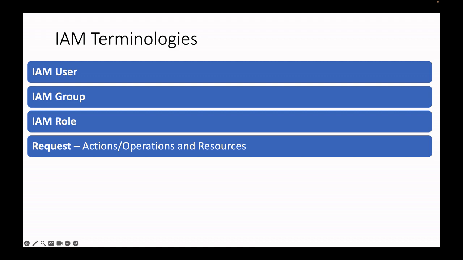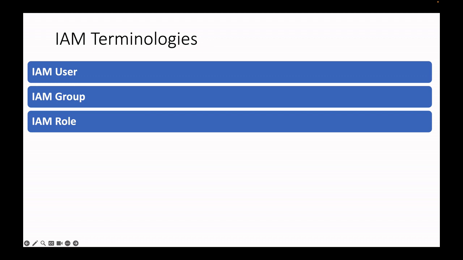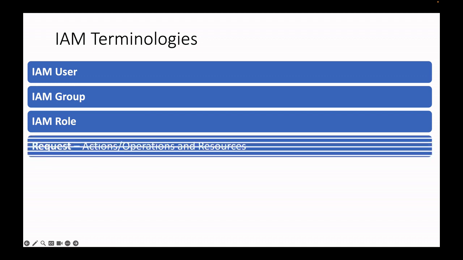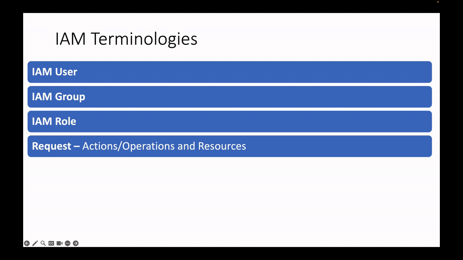Request. When a principal tries to use the AWS Management Console, the AWS API, or the AWS CLI, the principal sends a request to AWS. The request usually includes actions and resources. Actions or operations are what the principal wants to perform, while resources are the AWS resource objects upon which the actions or the operations are performed.